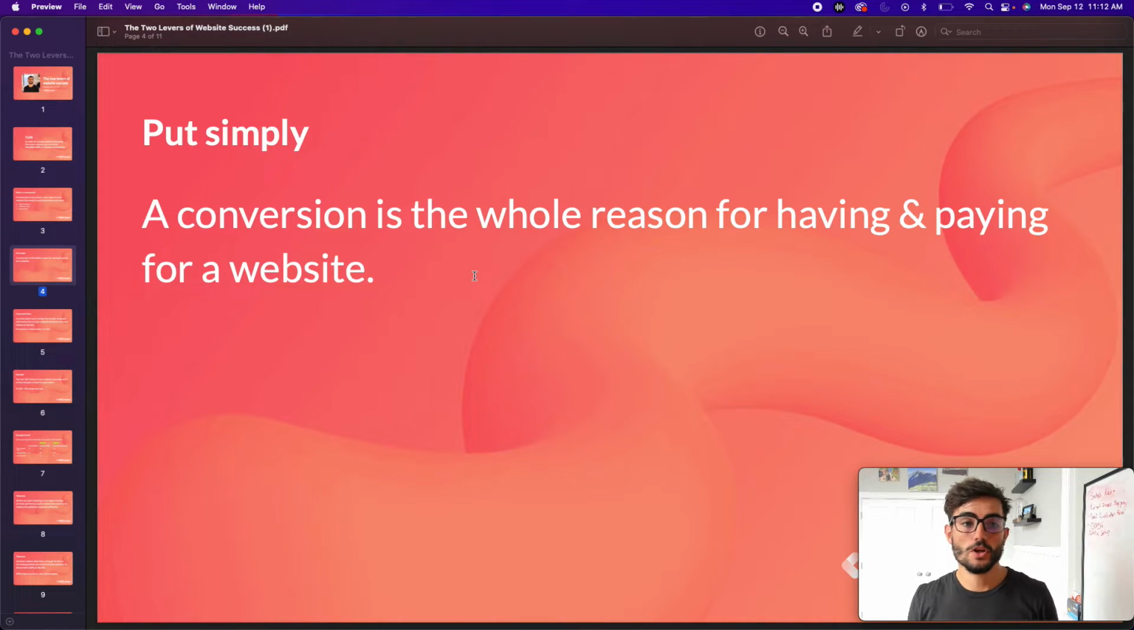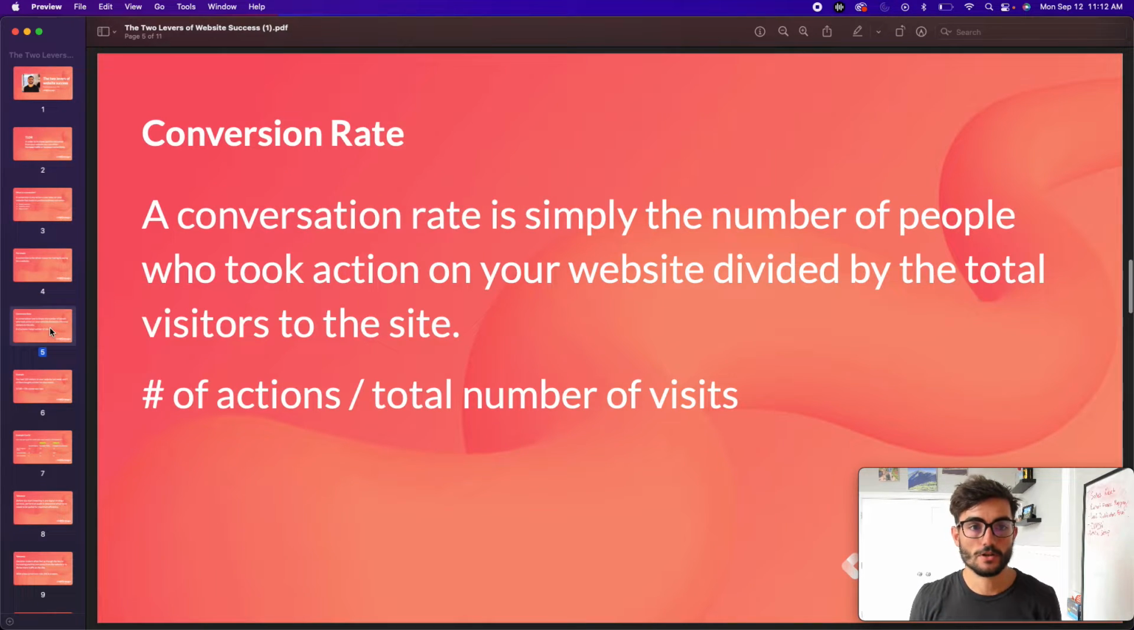Put simply, conversion is the entire reason for having and paying for a website. When you're putting a website out into the world, you're doing so because you want to get something out of it. A conversion is proof that users are performing actions that will lead to those results. So it is everything, a conversion. Conversion rate is a really important metric that you should be paying attention to.